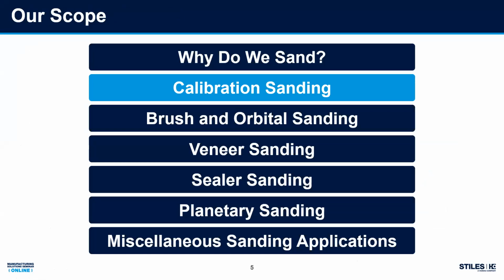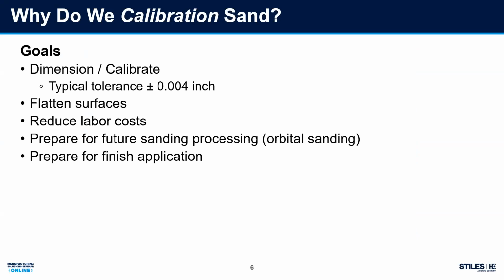So let's start first with calibration sanding. What does that mean? What are our goals with calibration sanding? Basically, again, we want to dimension or calibrate that workpiece to a specific thickness. Typical tolerances are plus or minus 0.4 of an inch over 53 inches in width. And again, we just want to flatten those surfaces.